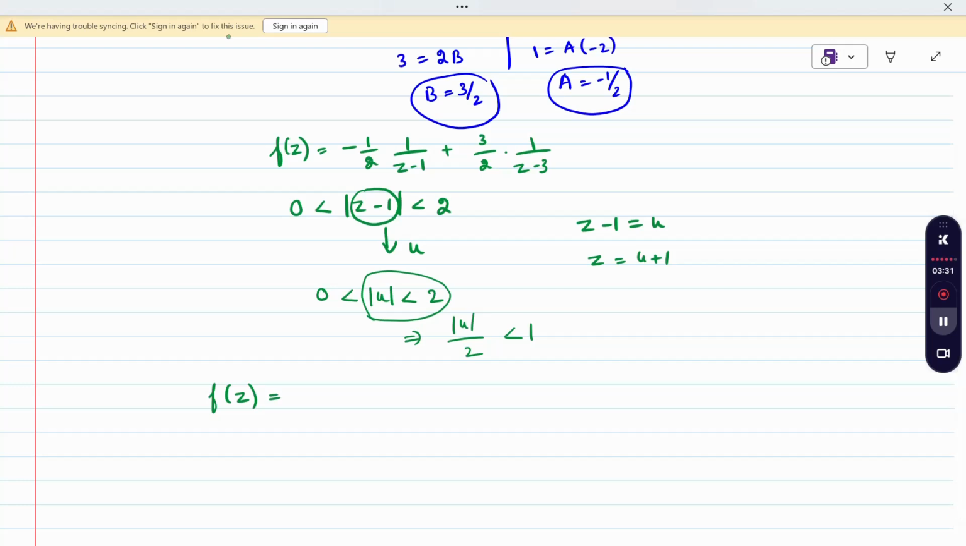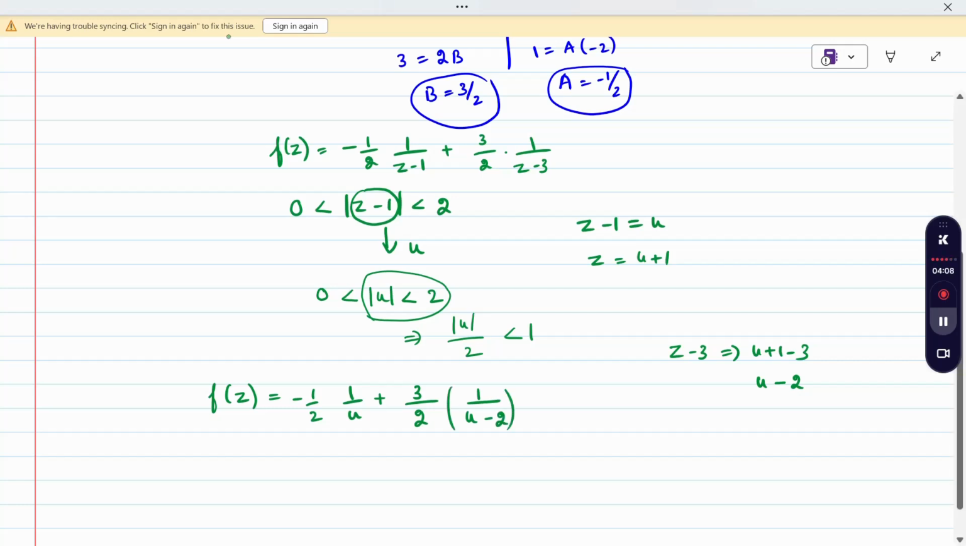Now when I convert it, z minus 1 is u, so minus 1 by 2 into 1 by u. Plus 3 divided by 2 into 1 over (z minus 3). And z minus 3: z is u plus 1, so u plus 1 minus 3 is u minus 2. So 1 divided by u minus 2. So this is our original question now.